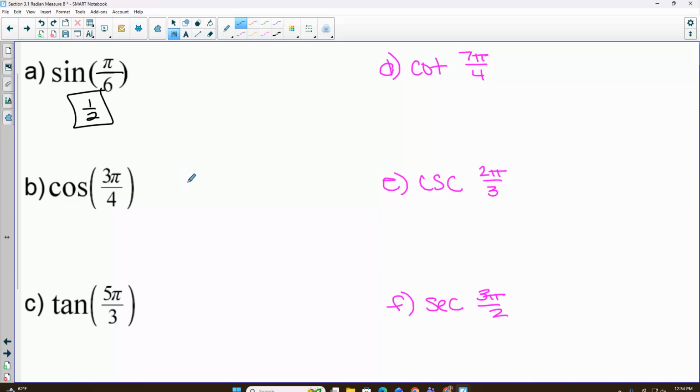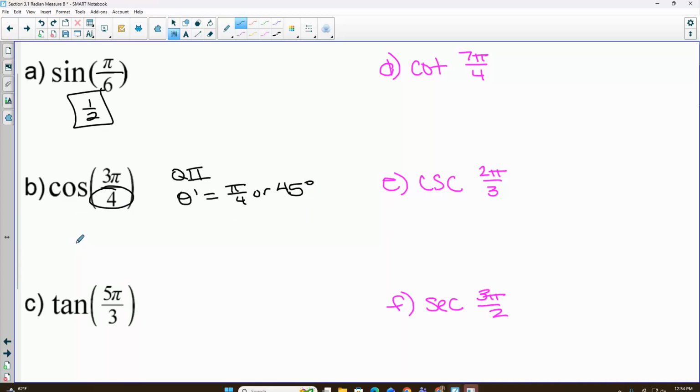Okay, when I see 3 pi over 4, in which quadrant is the top less than the bottom? In which quadrant am I going to circle? 2, because you're not quite to pi yet. Okay, reference angle. All you have to look at is the denominator, pi over 4. Or if you're thinking degrees, that is 45 degrees. 180 divided by 4 is 45. That's where it comes from.